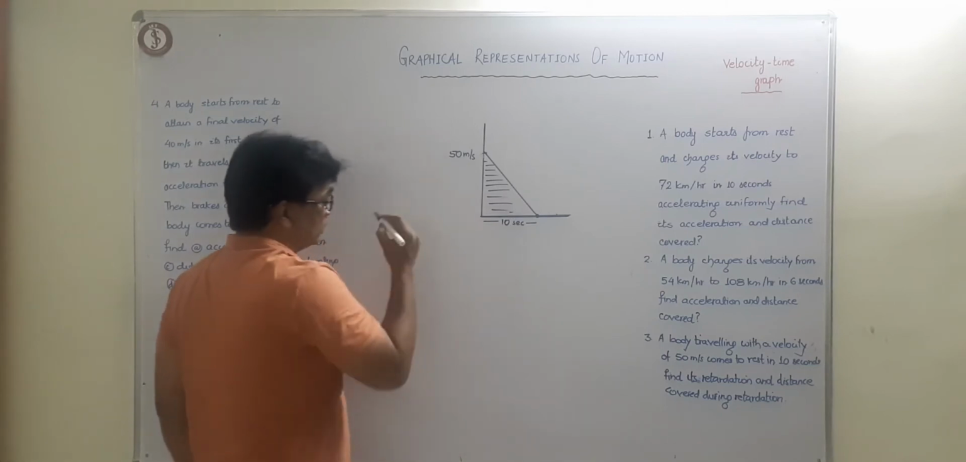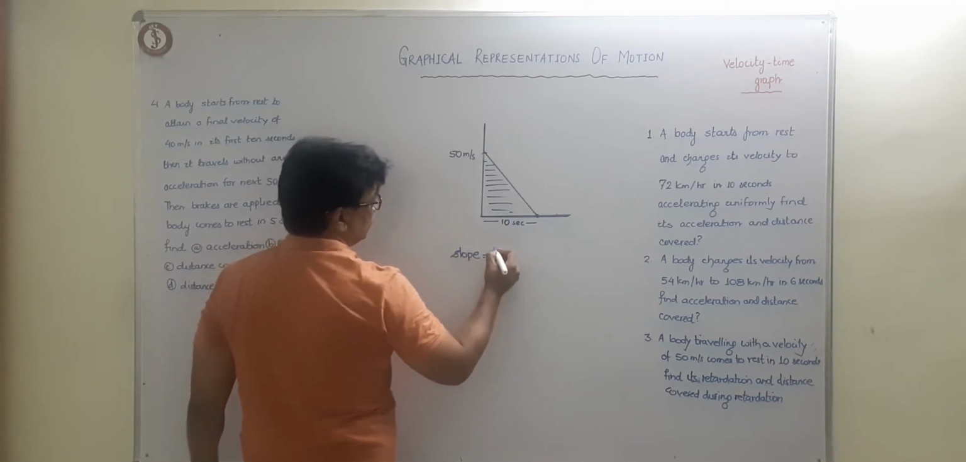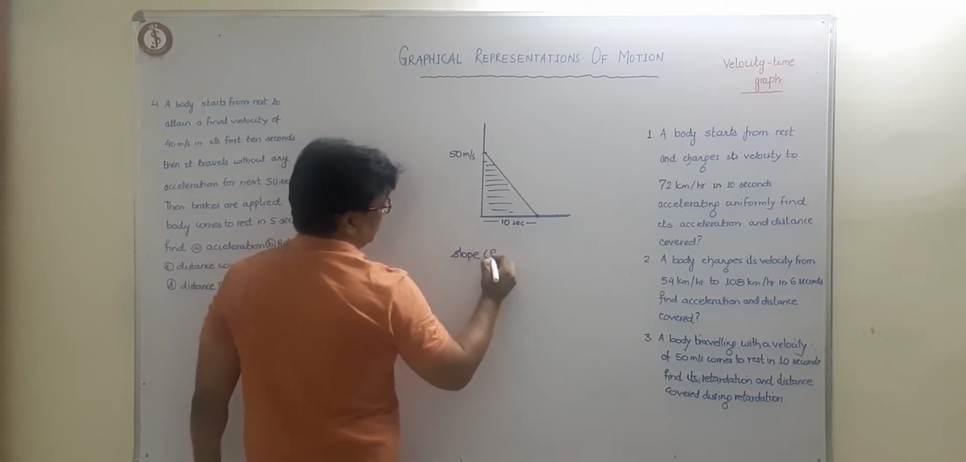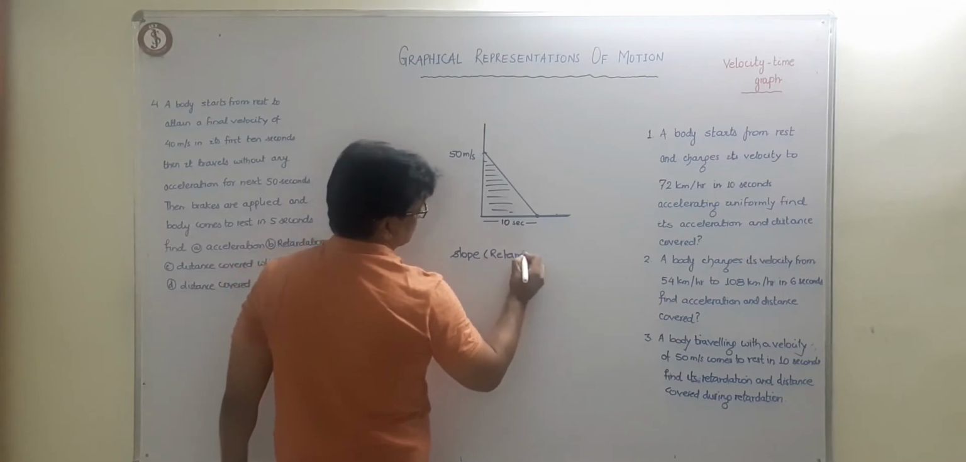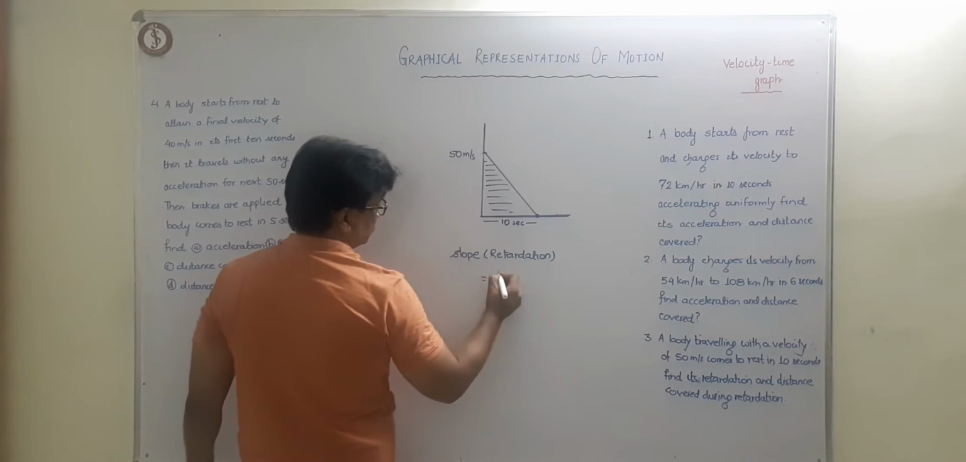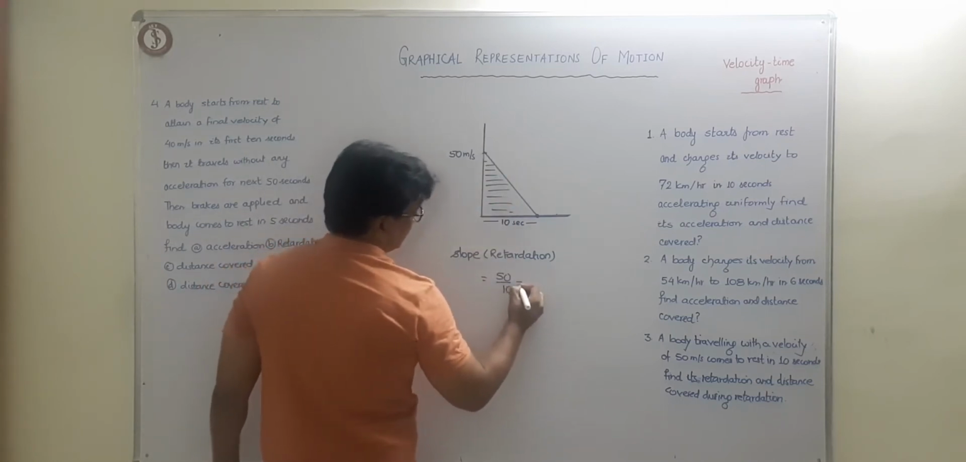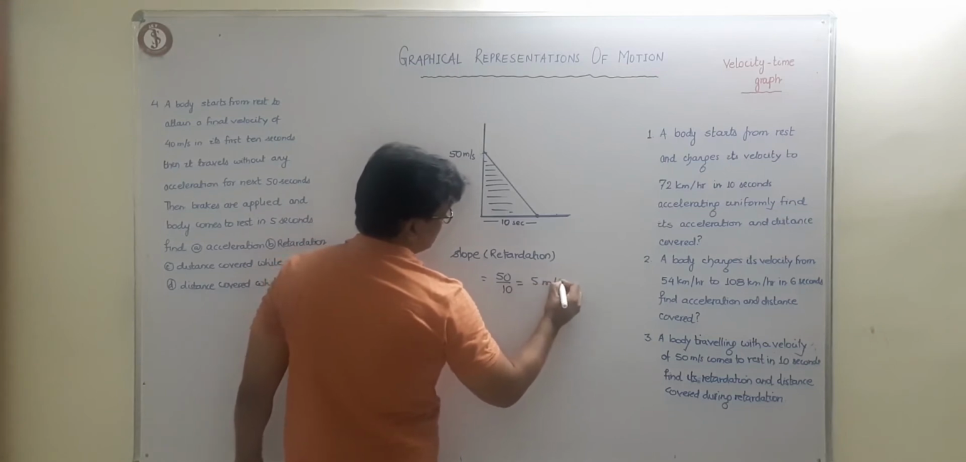So it is retarding. So the graph is like this. Now retardation is the slope. Slope will give the retardation. So slope will be equal to perpendicular by base, 50 by 10. So it is 5 meter per second square.